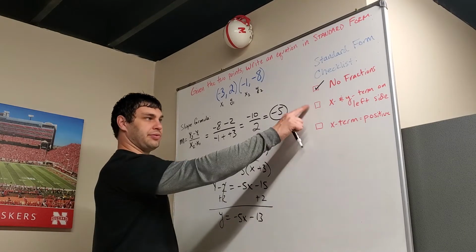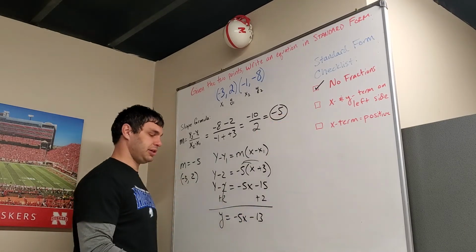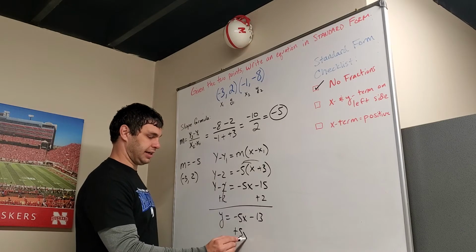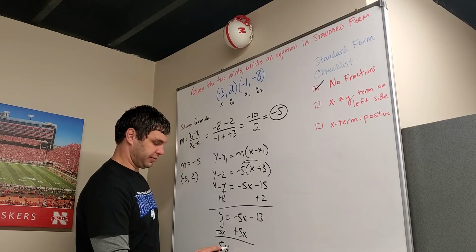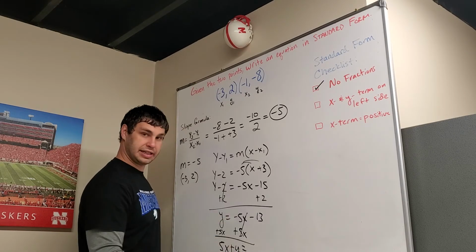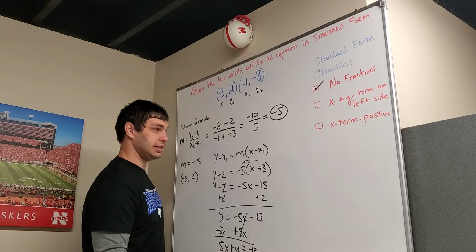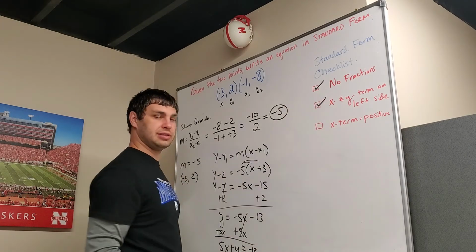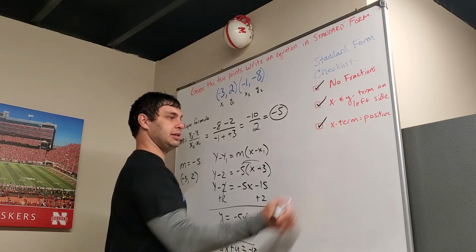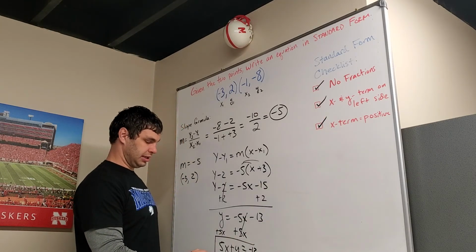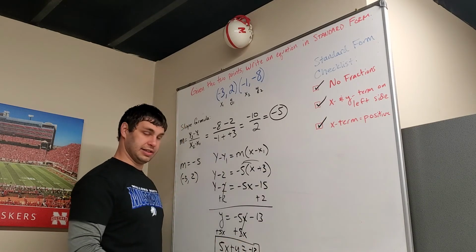Okay, so I still have to get the x and y on the same side. That's the next part of my checklist. I'm going to add 5x to both sides, and that gives me on the bottom 5x plus y equals, those cancel, negative 13. And x and y are on the same side, and you also notice that the x term is positive, so I don't have to do that last step. Sometimes we don't have to do all the steps. So therefore, this is already in standard form.